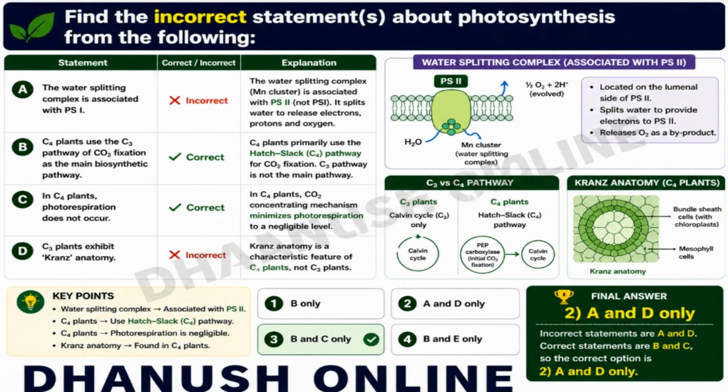Find the incorrect statements about photosynthesis. Statements A and D are incorrect. The water-splitting complex is associated with PS2, and Kranz anatomy is characteristic of C4 plants, not C3 plants. Thus, option 2 is the correct answer.